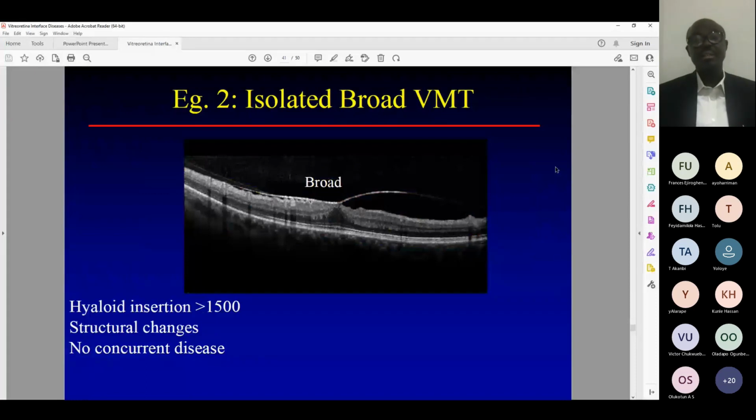Again, here, the attachment is broad. You can see where it starts from all the way there. It's beyond 1,500 microns. And the hyaloid, there's a structural change in there, which you can see with the pulling of this in, and there's no concurrent disease in the macular area. So this is an isolated broad VMT. Should we look at it?